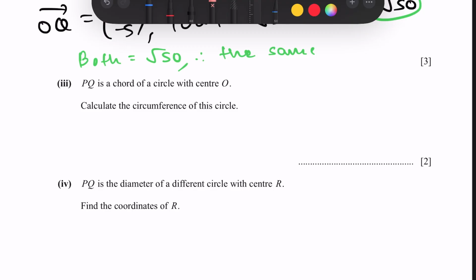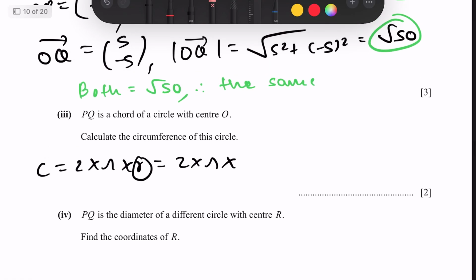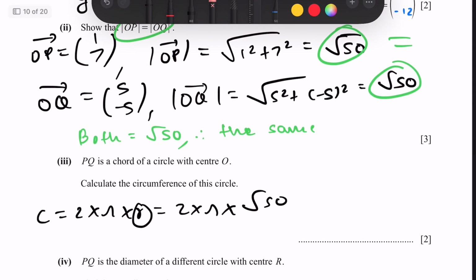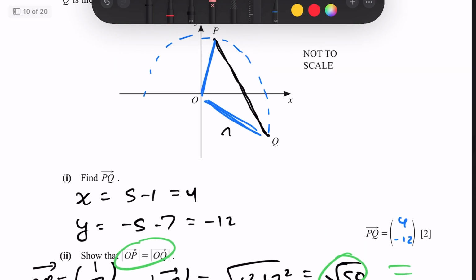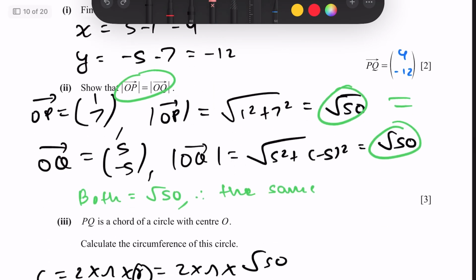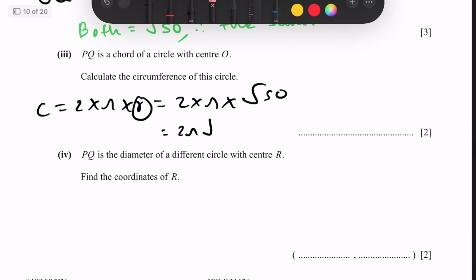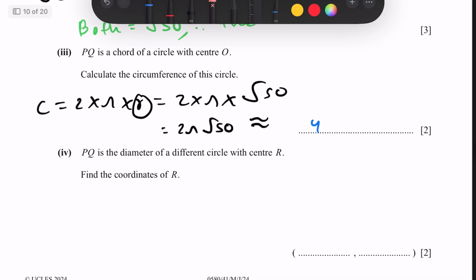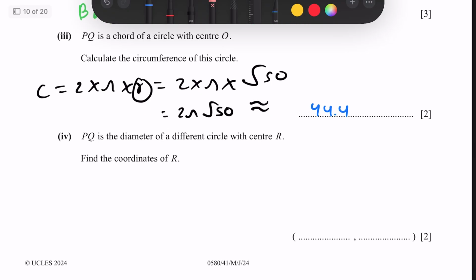So to calculate the circumference, C is equal to 2 times pi times r. And since the radius as established in II is equal to the square root of 50, since the radius is equal to OP and OQ, and these values are both equal to the square root of 50, this means that our final answer is equal to 2 pi root 50, and when rounded, this gets us a value of 44.4 rounded to 3SF.